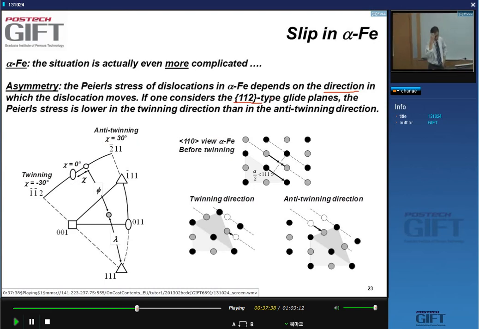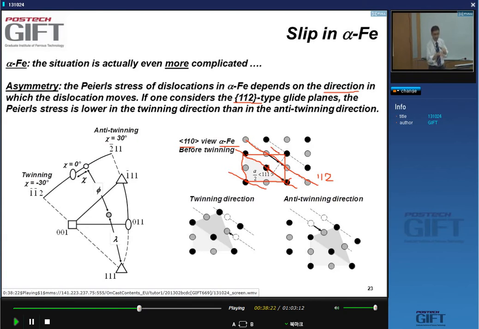Okay. So what we're looking at here is a 110 view of alpha iron. So this is the unit cell. We're looking down a 110 direction. The planes we see end on here are 112 planes. Yes? Okay, so you can have glide on these planes, and this is the Burgers vector, right? It's a/2 111. Okay, so you can have glide in this direction.